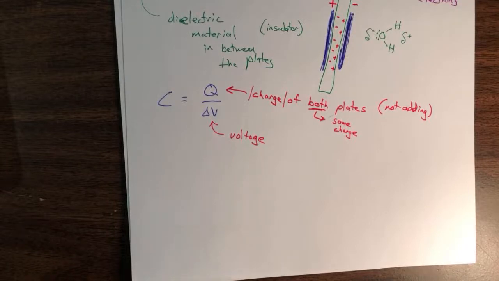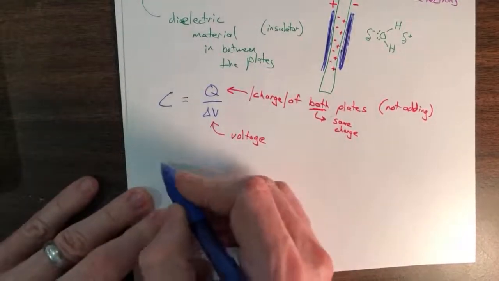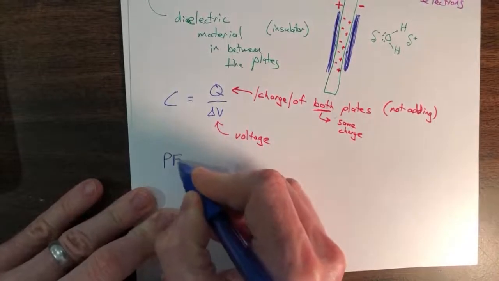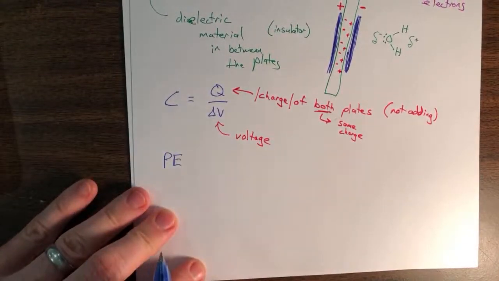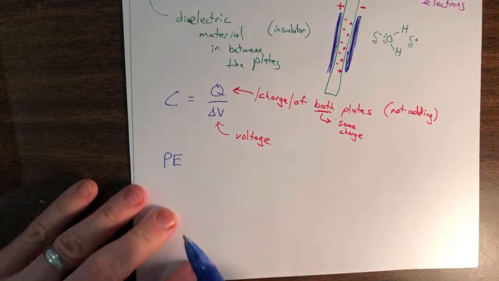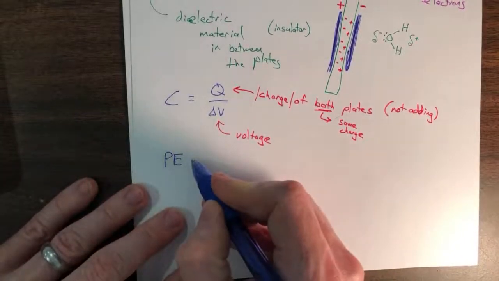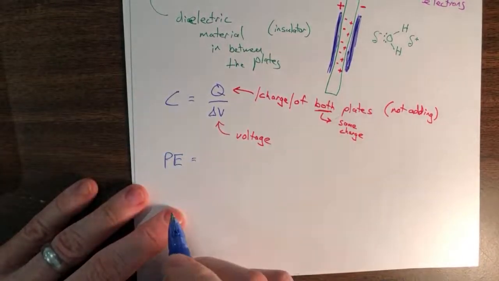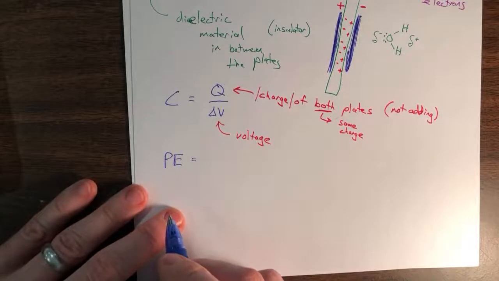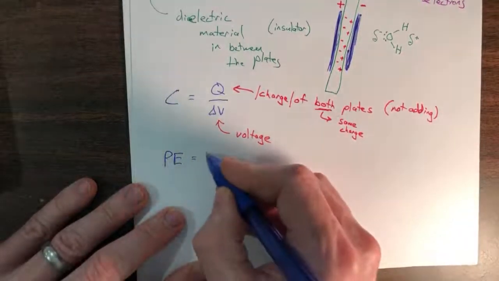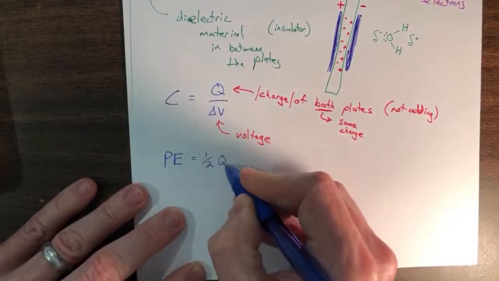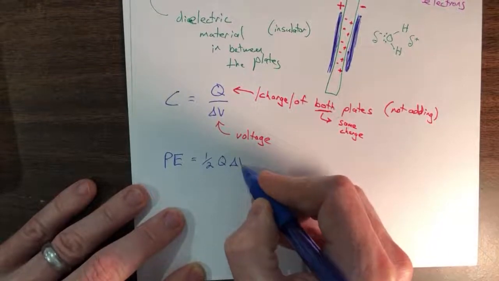One more equation that I do need to give you is the potential energy. Because capacitors themselves, when they're charged, when they're in use, have a certain amount of electrical potential energy. And the electrical potential energy of a capacitor is equal to 1/2 Q delta V.